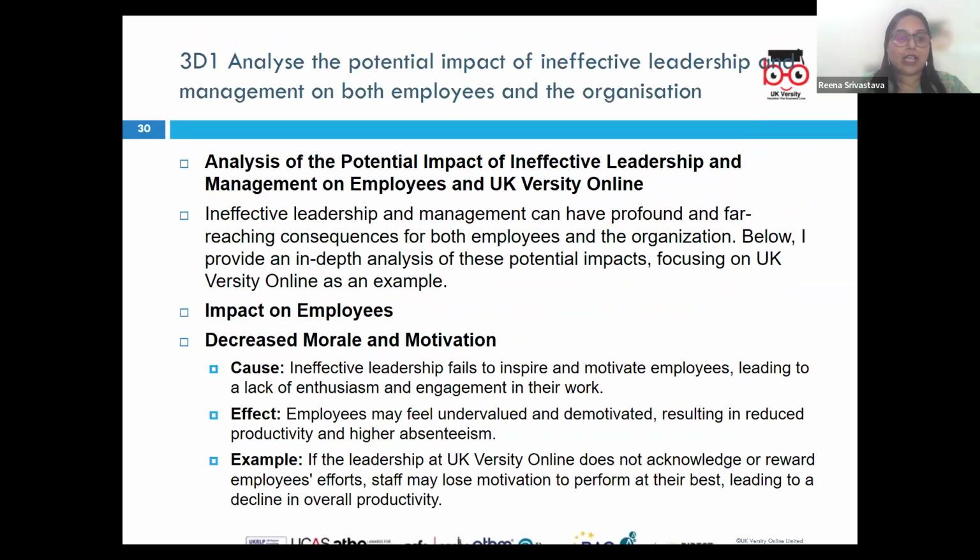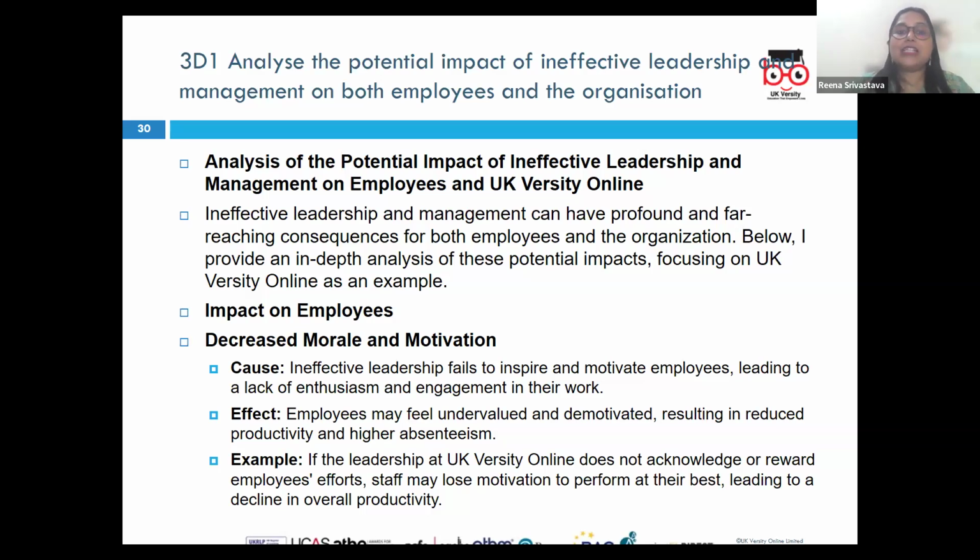Now let's take a look at AC 3D1, which requires you to analyze the potential impact of ineffective leadership and ineffective management on both employees and the organization. So when we take a look at ineffective leadership and its negative impact on employees, it ranges from low morale, low productivity, high turnover, and toxic work environment.